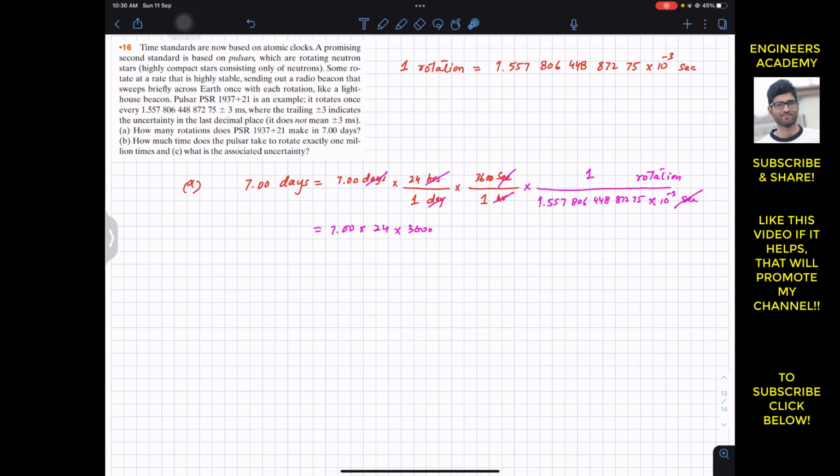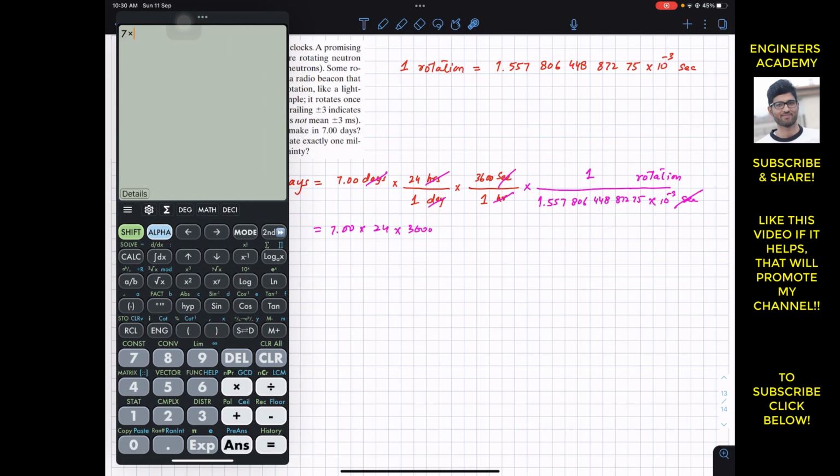So let's multiply it directly in the calculator. That is 7 multiplied by 24 multiplied by 3600 multiplied by 1 divided by 1.557806448872 75 multiplied by 10 raised to the power minus 3. So this gives us approximately 388,238,218 rotations.